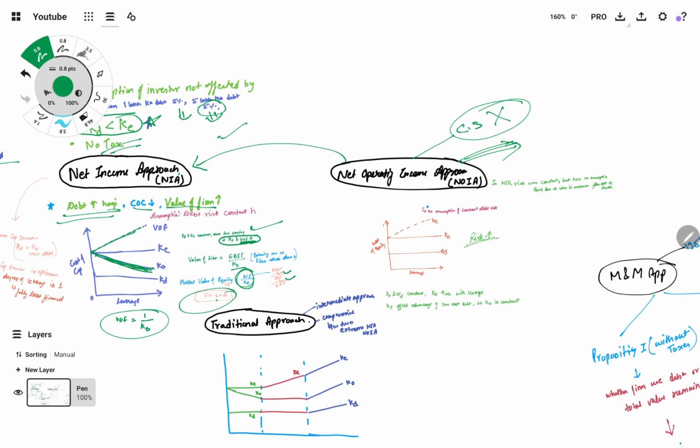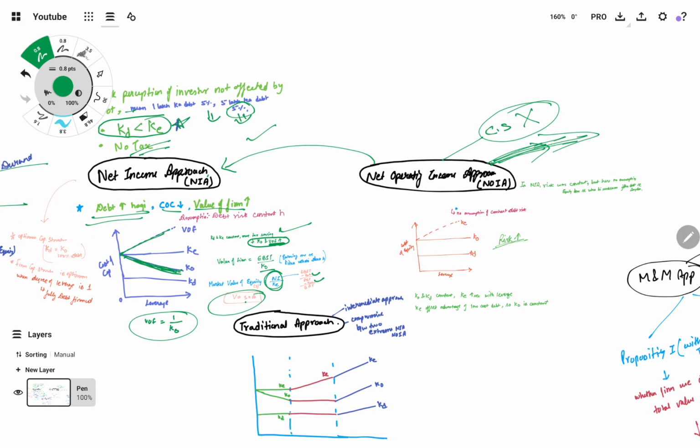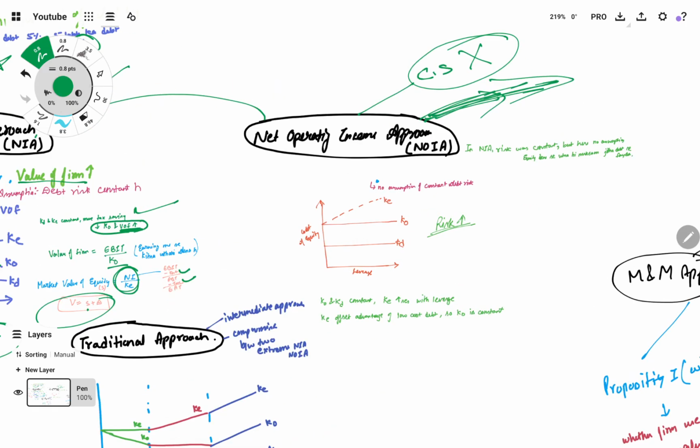Okay, now if you are taking debt, then the equity shareholders, like if you are taking more and more debt, then they might face risk. So they will ask for more returns. Okay, so why does it matter? It increases your cost of equity.